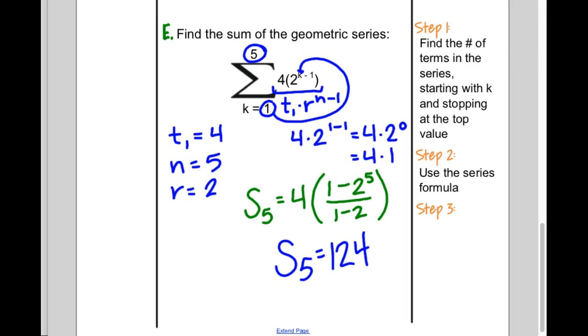Now if you want to, you could check your answers by adding up the terms. If you want to go in and find those first 5 terms, which in this case would be 4, 8, 16, 32, 64, and add those up, you'll get 124.